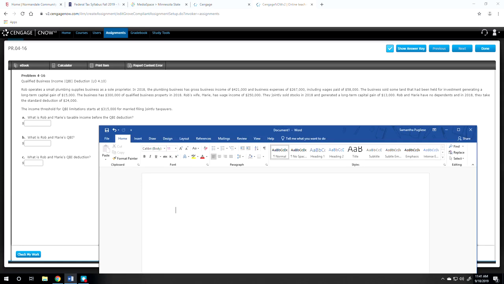The first thing says, what is Rob and Mary's taxable income before the qualified business income deduction? So let's calculate their taxable income. Okay, we're going to do a big old calculation. The plumbing business has gross business income of $421,000 and business expenses of $267,000. We're going to subtract those since they're expenses.